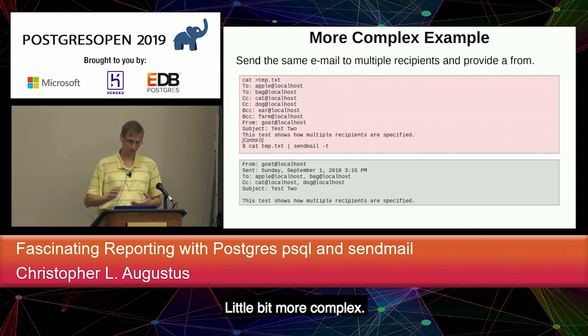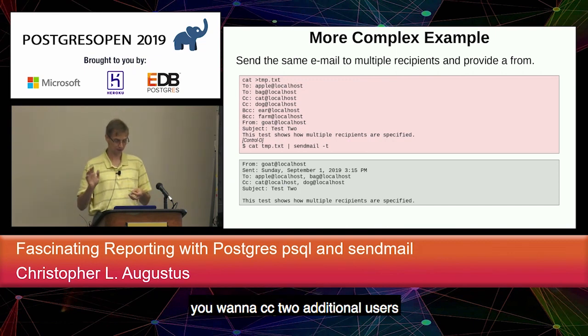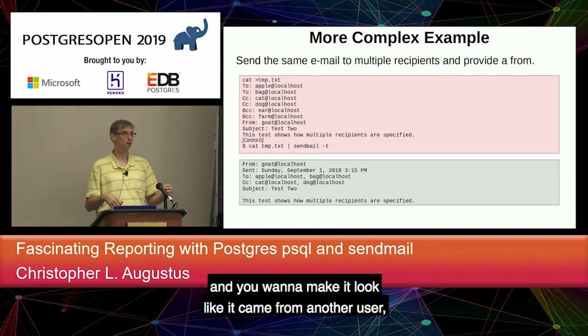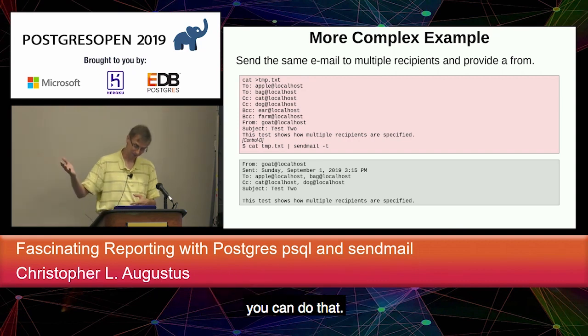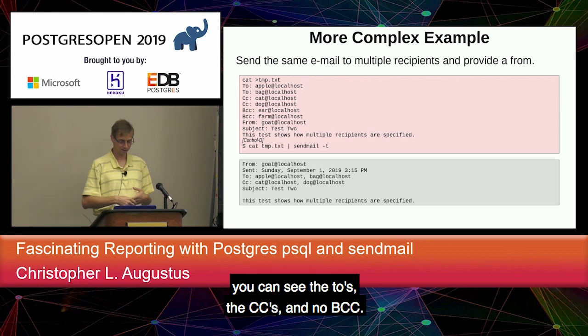A little bit more complex. If you want to send the email to two users, you want to CC two additional users, and you want to blind carbon copy two additional users, and you want to make it look like it came from another user, you can do that. And when you see that example in the blue box, you can see the twos, the CCs, and no BCC.